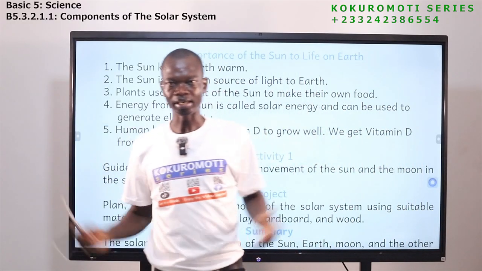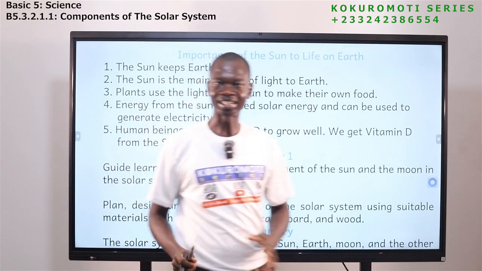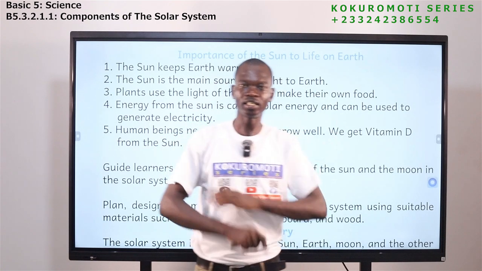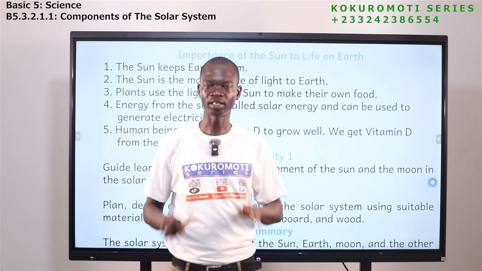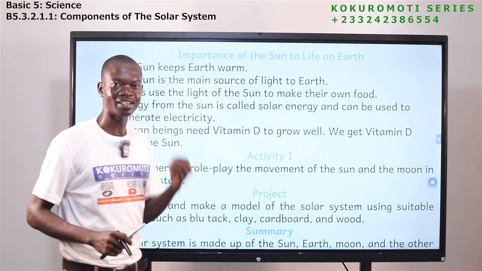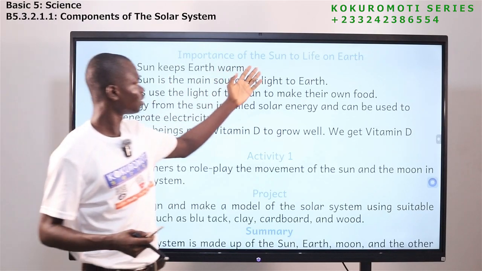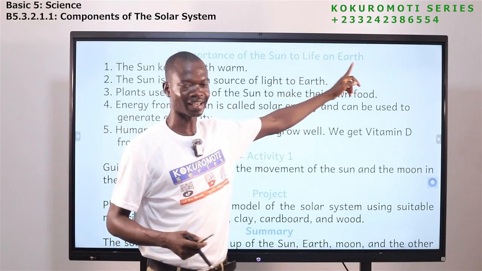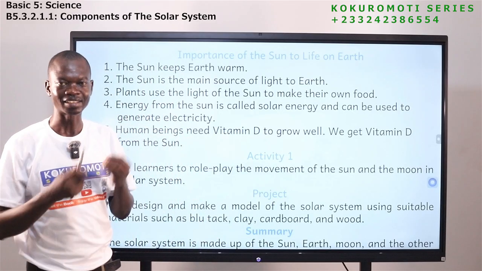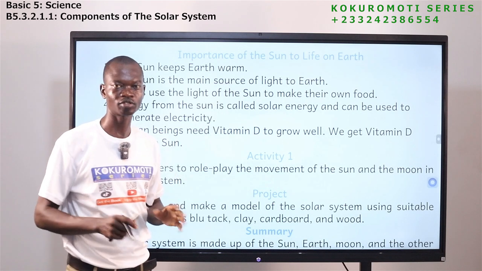We have learned that of all the 8 planets, the earth is the only planet that supports life. The earth is the only planet where living things can be found. If you're a living thing, you can't survive on any of the other planets. It is only the earth that living things can survive on. Okay, so now, what are the things that living things benefit from the sun? We are looking at the importance of the sun to life on earth. So all the things that have life on earth, what are the things that we get from the sun?